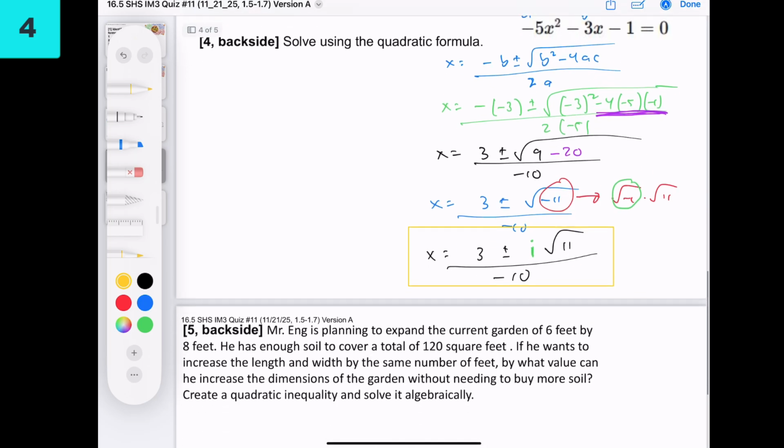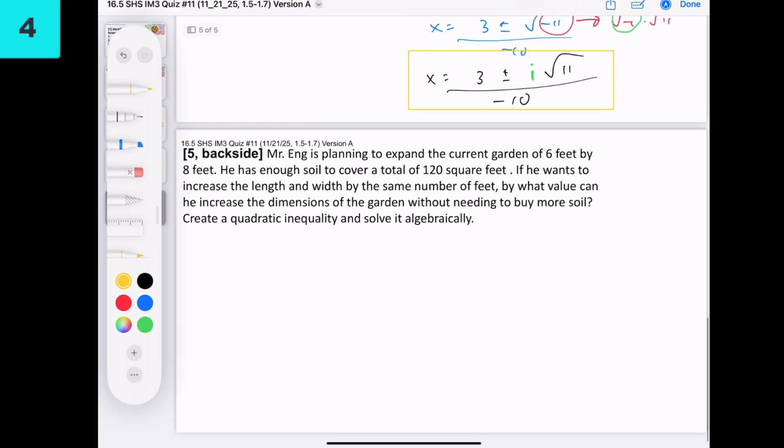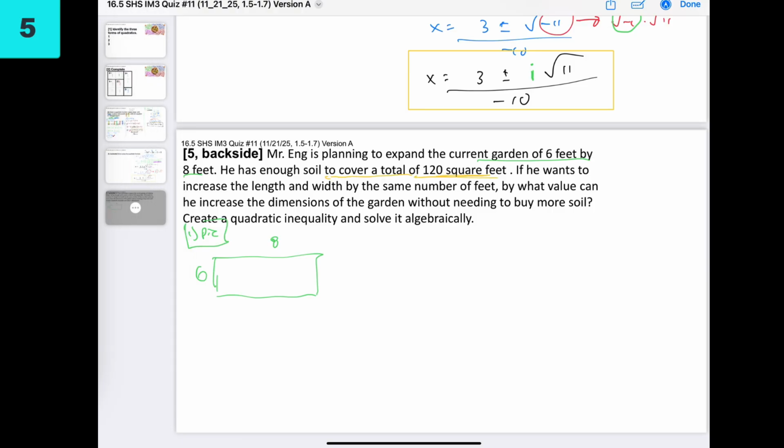And on the back side, Mr. Ng is planning to expand the current garden of 6 by 8. Okay, here's my picture. And has soil for 120 square feet. So the soil is going to include the old garden and also the new garden. So it's going to cover everything here in yellow.